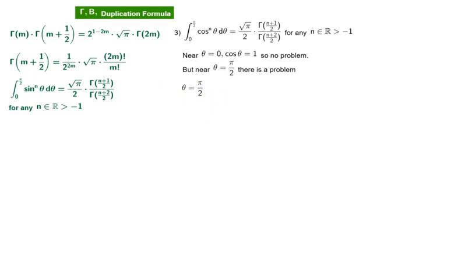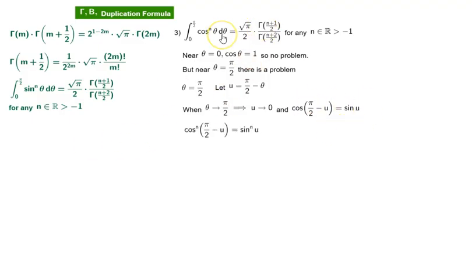Theta is equal to pi by 2. So let u is equal to pi by 2 minus theta. When theta goes to pi by 2, u goes to 0. And cos of pi by 2 minus u is sin u. That means the problem that we faced in the previous example applies here as well. The only thing is, in case of sin n theta, the problematic limit was the lower limit. Now here the problematic limit is the upper limit.